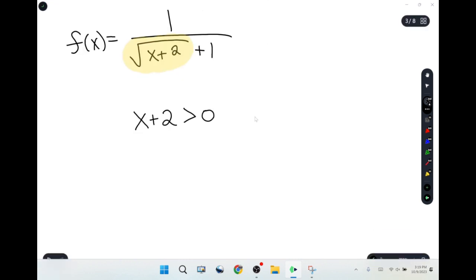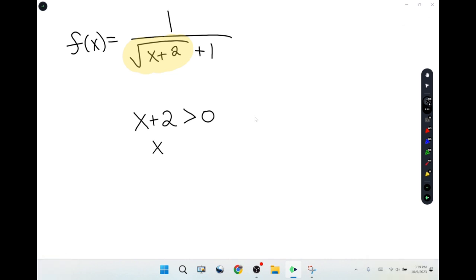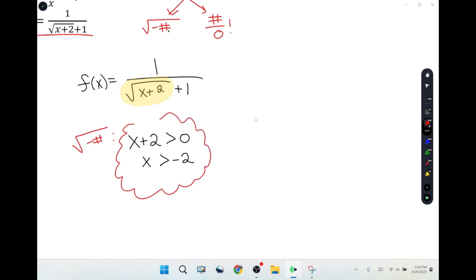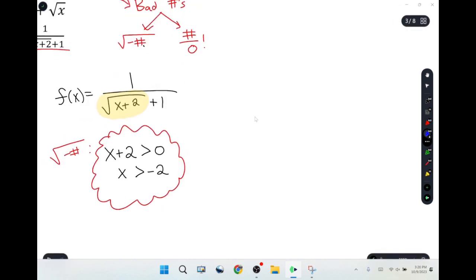And then we should probably just fix that by doing one little thing. X is bigger than negative 2. That's that whole condition. That's the whole square root condition. Check mark, we're done. That's the square root of a negative number condition right there. That's all you had to do. Okay? In blue, I'm going to do the other one, number over 0.